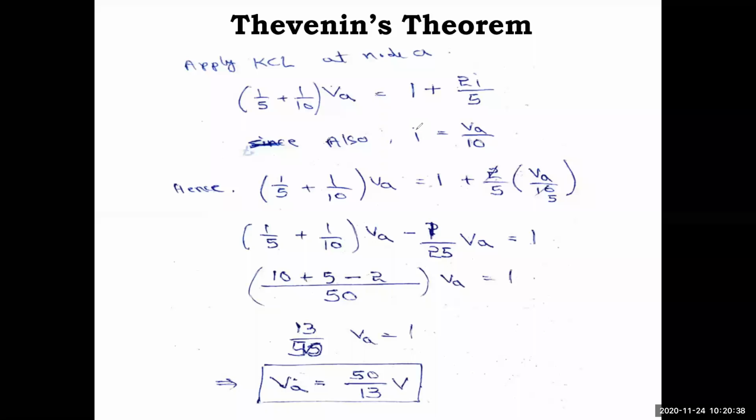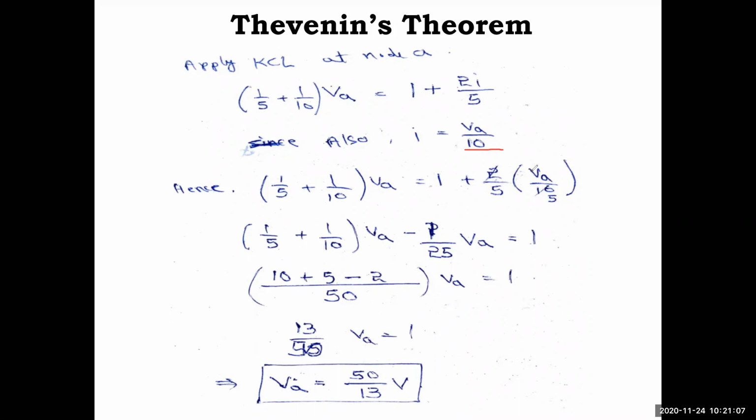Also, what is I there? I is flowing across the 10 ohm, right? So it is VA by 10. Okay, VA by 10 is the current I. So that we substitute here where I is there. So 1 by 5 plus 1 by 10 VA equals 1 plus 2 by 5 times VA by 10. So 2 ones are 2, 5 tens are 50, so VA by 25 you will get.